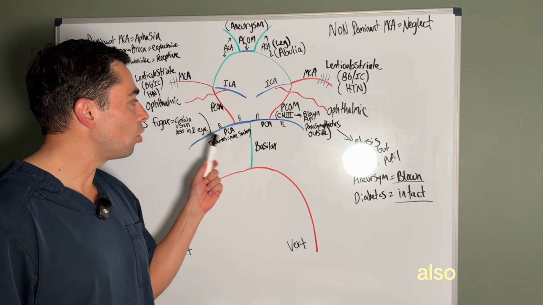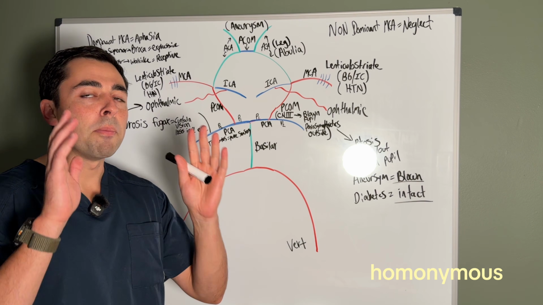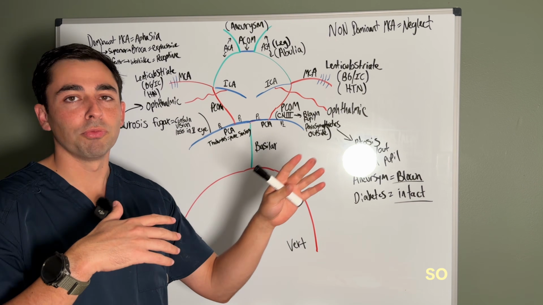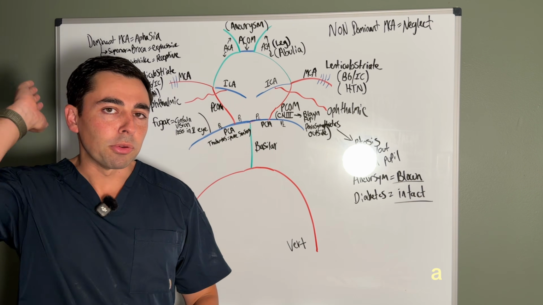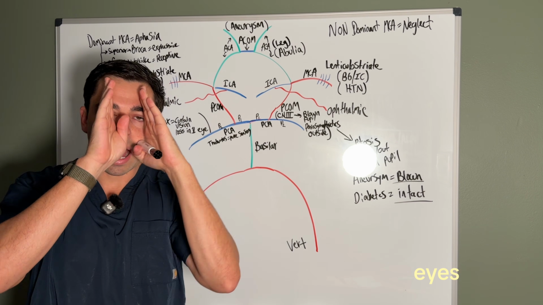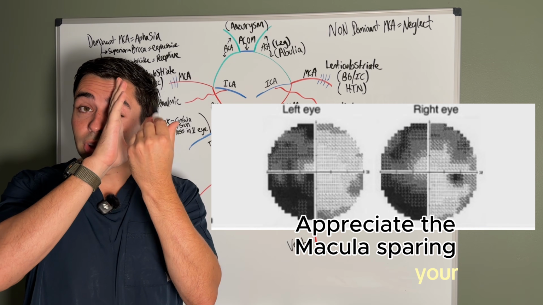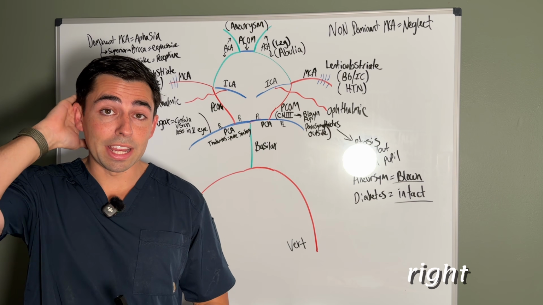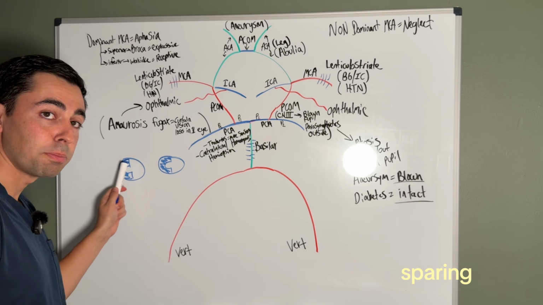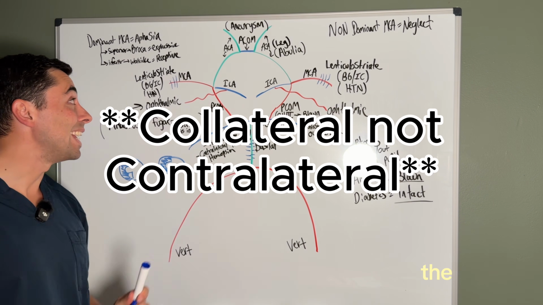The key thing to remember also for PCA strokes involving the occipital lobe is a contralateral homonymous hemianopia. And I always stutter over that, so forget about it. What that means is if you have a right-sided PCA stroke, your left visual field in both eyes will be out. So your medial right eye and your lateral left eye, if it's a right PCA stroke. But with this, remember, it is classically macula sparing, because the macular pole also gets contralateral supply from the MCA.